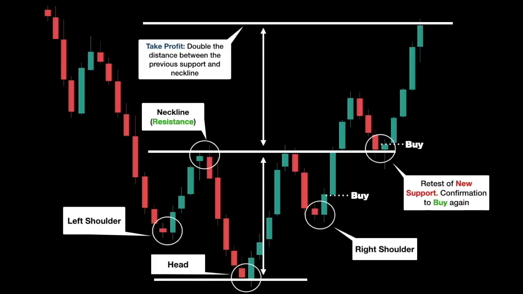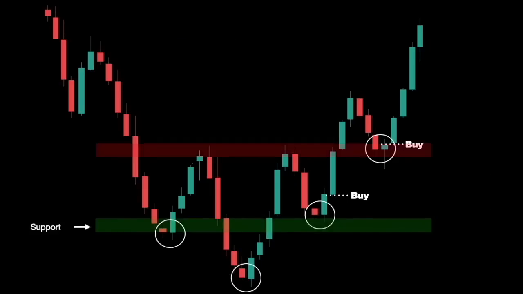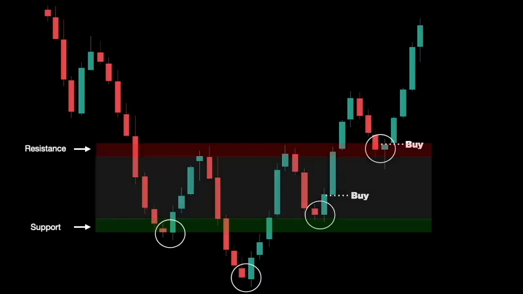Let's see in more detail the dynamics of the inverse head and shoulders chart pattern. The inverse head and shoulders pattern is simply a range of price consolidation formed with a resistance and a support level. The pattern is similar to a triple top, but it has a middle fake out or liquidity trap called the head of the pattern.